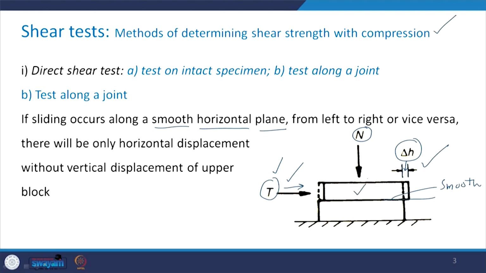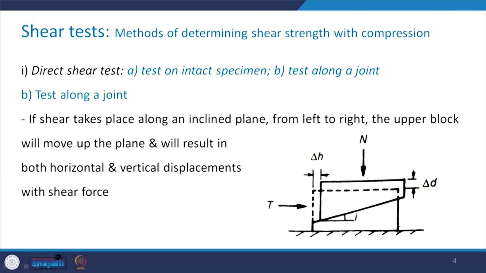Now, what will happen if this plane of sliding is smooth, but it is inclined? You see here in this figure that the inclination of this sliding plane is this angle, I. That is, the sliding plane is not horizontal but inclined. Now, if the load T is applied from left to right, what will happen?